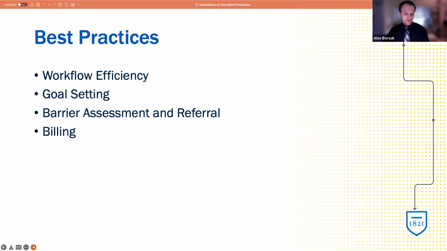So with that in mind, what I've done here in this presentation is boil the focus down to 4 big take-home points that you need to consider out of that entire fishbone diagram that I put up on the previous slide. So we're going to look at workflow efficiency, look at goal setting, barrier assessment and referral, and also billing, the big elephant that's sitting in the corner of the room that we unfortunately have to address as well.